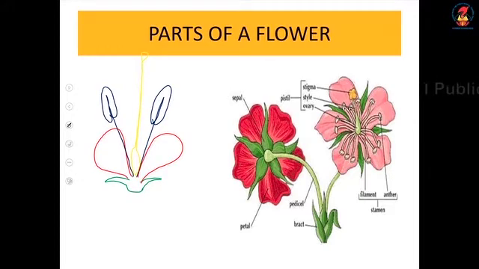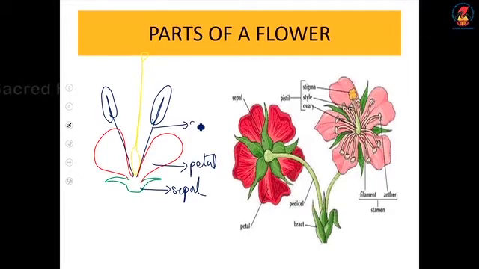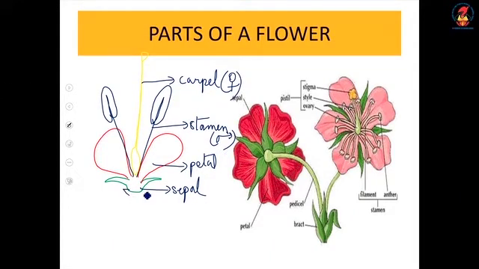Clear? The 4 whorls, once again: outer sepal, which is green in color, then petal, stamen, and carpel or pistil. Carpel is a female reproductive organ and stamen is a male reproductive organ. Okay. Now, all these floral whorls are born on a stalk. This stalk is called pedicel.